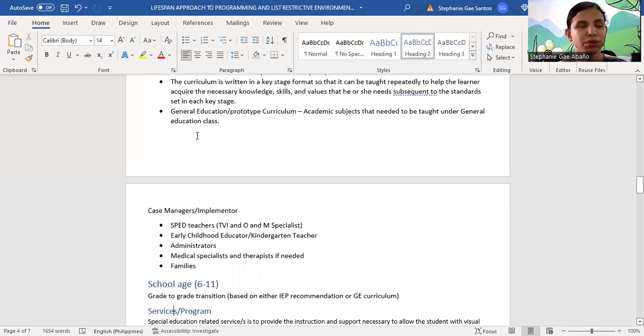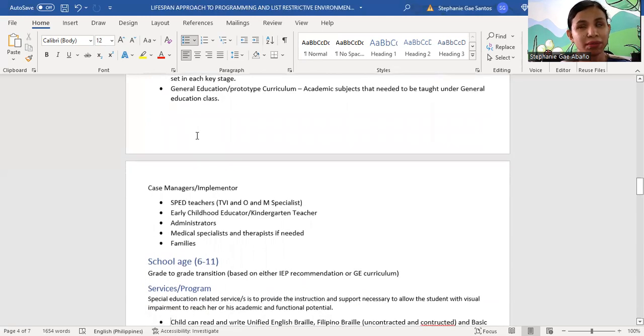And the services and program pertaining to this age of the child is the SPED program, which provides the instruction and support necessary to allow the student to reach his or her academic and functional potential, wherein the child can now receive prerequisite skills that might help him or her to be more productive or competent in terms of general education. And what are these?